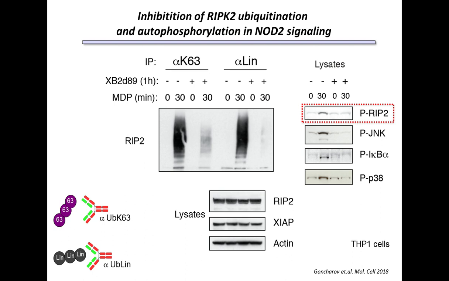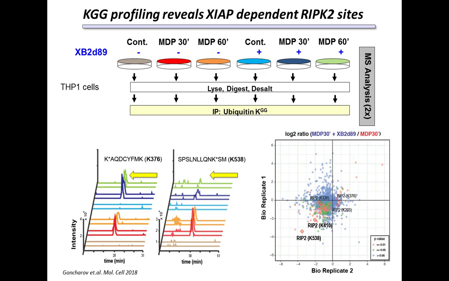So just as I showed you before, linkage-specific antibodies turned out to be particularly informative in this case. You can see IP Western blots performed with the K63 as well as the linear ubiquitin antibodies reveal robust stimulation of ubiquitination on RIP kinase 2 by MDP. And moreover, that each of these can be inhibited by a compound that's a selective XIAP antagonist. This is a molecule known as XB2D89. You can see a significant attenuation of the ubiquitination through both of these linkages, as well as an elimination of the phosphorylation on RIP kinase 2 and downstream targets.